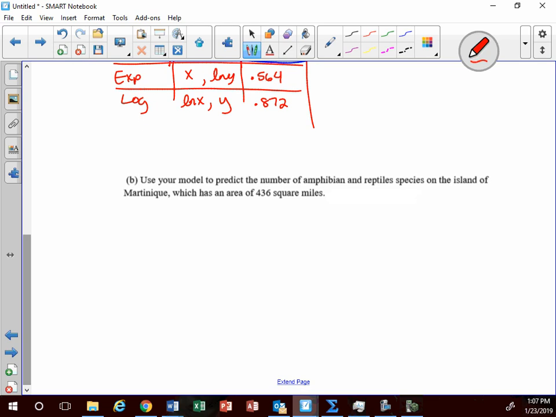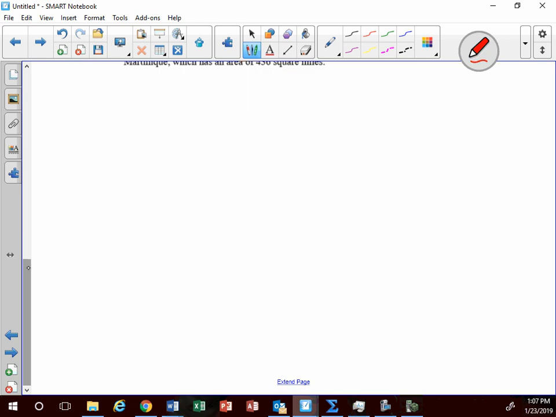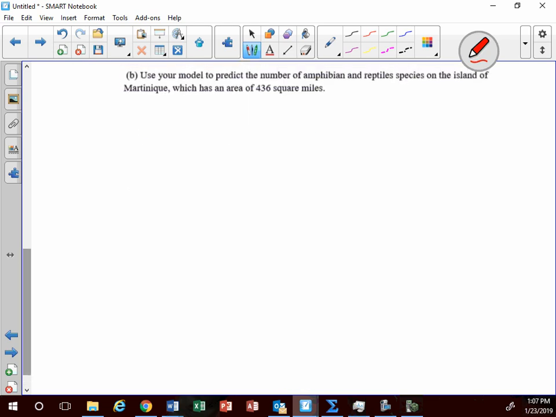All right, guys, so let's look at part B. We now have to use that model that has natural logs in it to make our prediction. So, natural log, number of species, predicted, is equal to 0.76 plus 0.32 times the natural log of 436 this time, because that's how many square miles we're looking at.